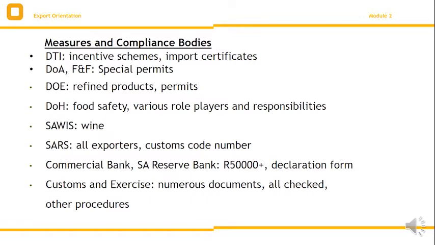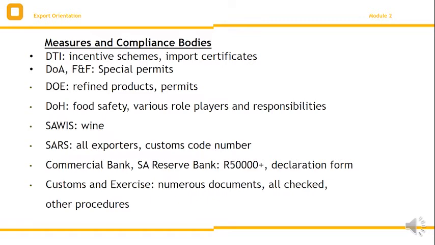Then when it comes to commercial banks and the South African Reserve Bank, as part of an export, if you are exporting goods of a value of more than 50,000, you have to complete a declaration form. This form needs to be authorized and stamped before you are actually allowed to export the goods. So this form will be required at customs for clearance. The commercial bank is the one that will process the transactions and channel the documents to the South African Reserve Bank. A commercial bank is a bank that deals with the public and companies.